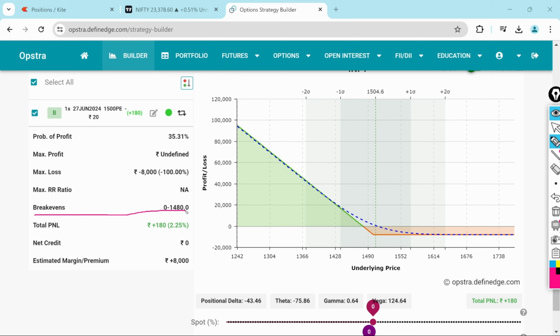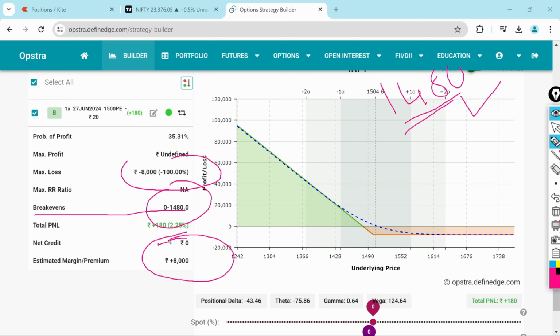Here one important point is called the break even. What is this break even? Here you can see the break even is 1480. How do you calculate this break even? And before that, what does break even mean? Break even means that if the market on 27 June expires at this point, that is 1480, at that time you won't lose any money. Whatever premium you paid, 8,000, you will get back the same amount. So at that time you neither lose nor gain.